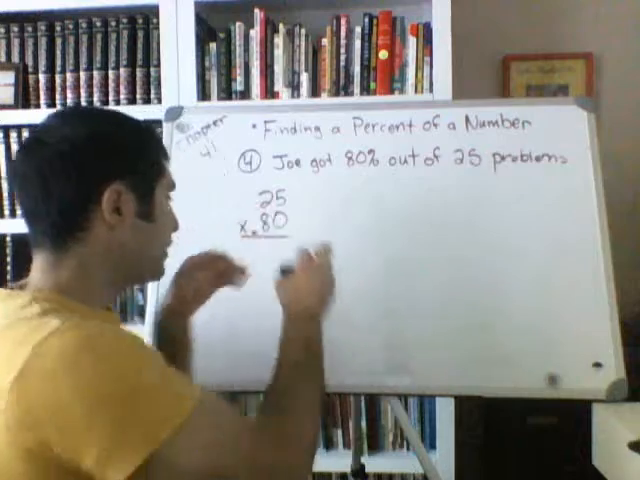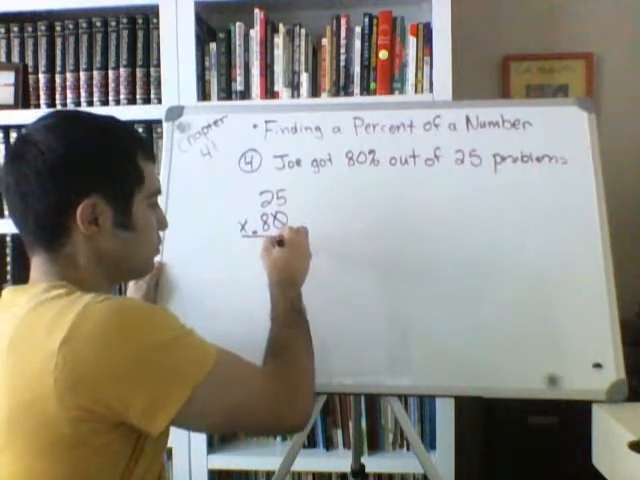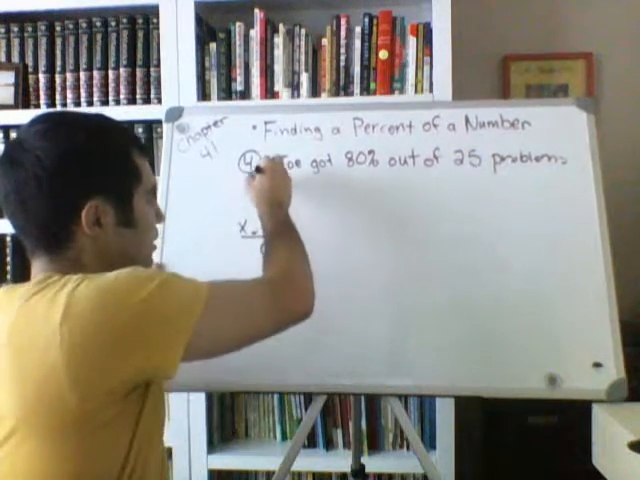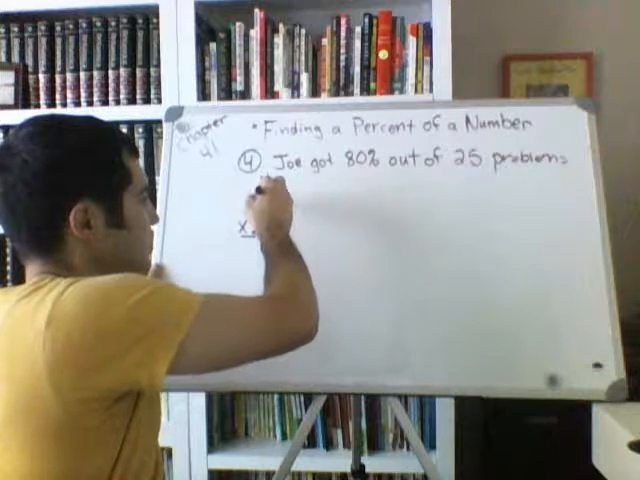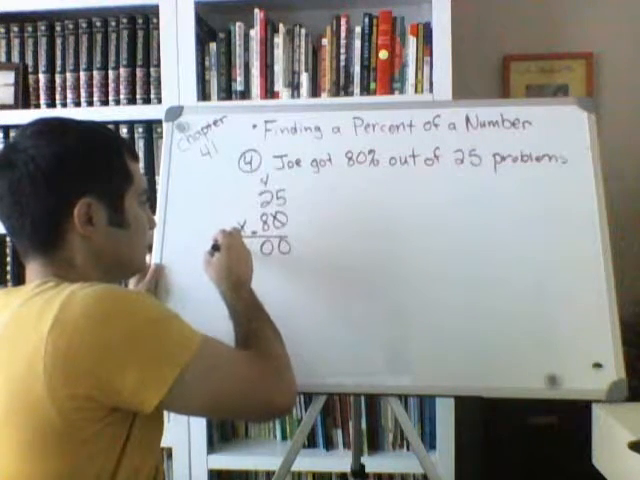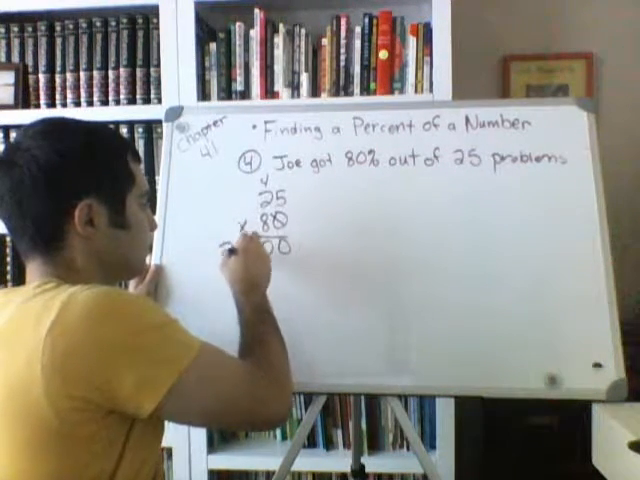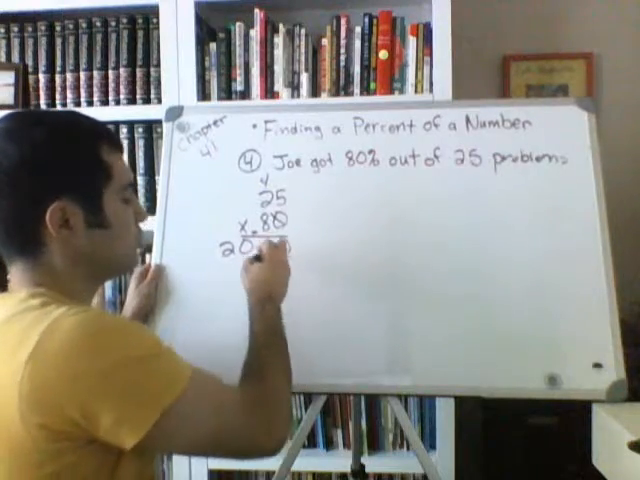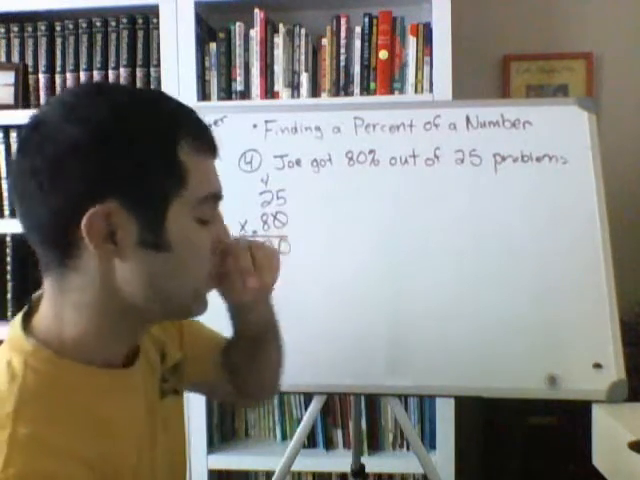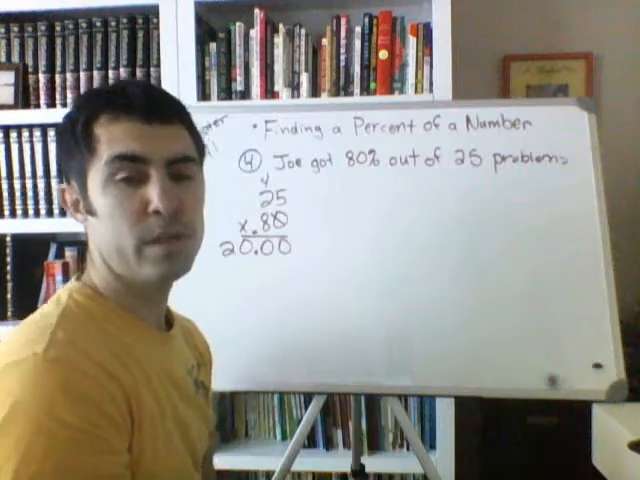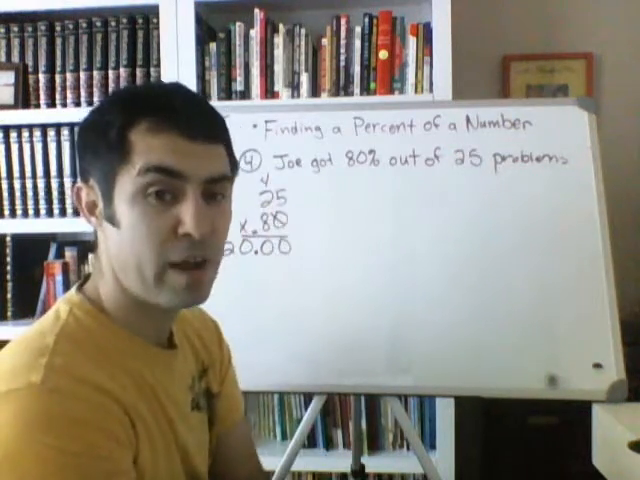Okay, 25 times 80, let's do a placeholder 0. 8 times 5 is 40, carry your 4. 8 times 2 is 16, 17, 18, 19, 20. Okay, decimal's 2 places over. So that's 20.00, which is 20 points. He got 20 out of 25.